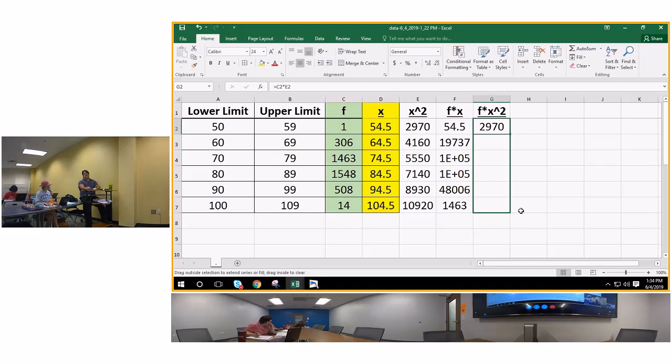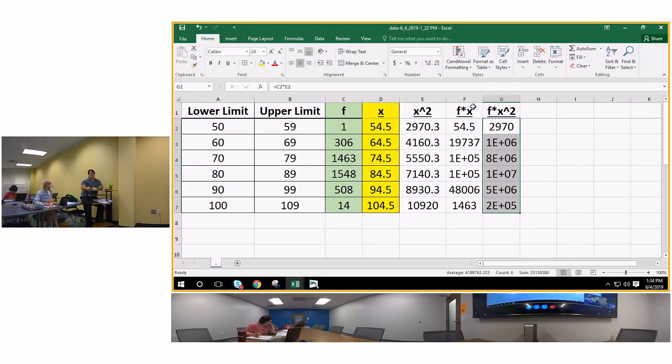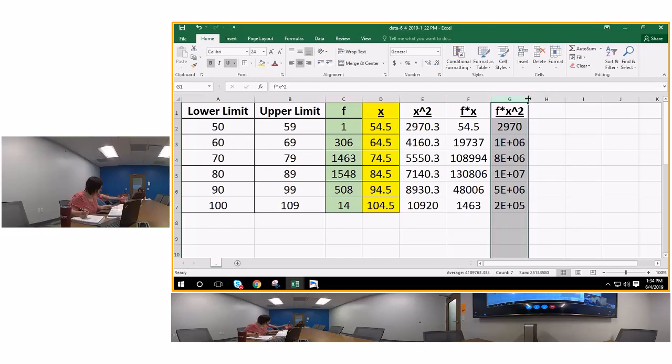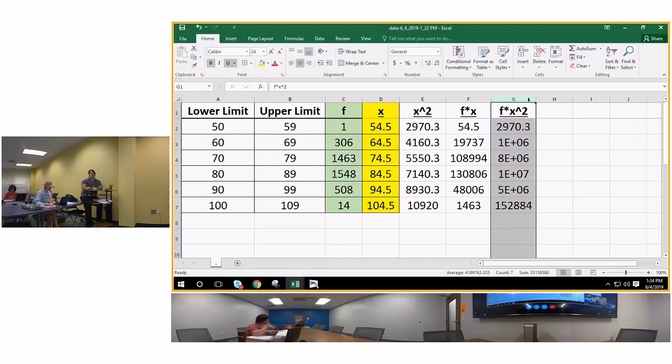Check your numbers against mine and see if they're the same. You don't have to check every single one of them. If the first one and the last one are the same, the chances are the ones in the middle are the same. Questions on that so far, what I've done so far? I just did the columns for you.